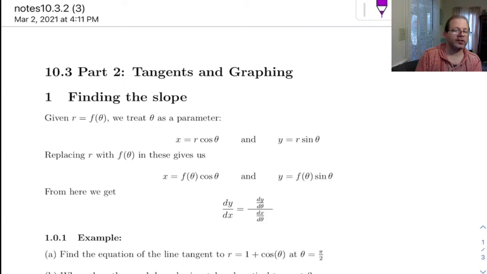All right, section 10.3, I've got it split into two parts. The first part was just introduction to polar coordinates. In this part, we're going to start looking at calculus with polar coordinates. So first up, let's look at how to find the slope.